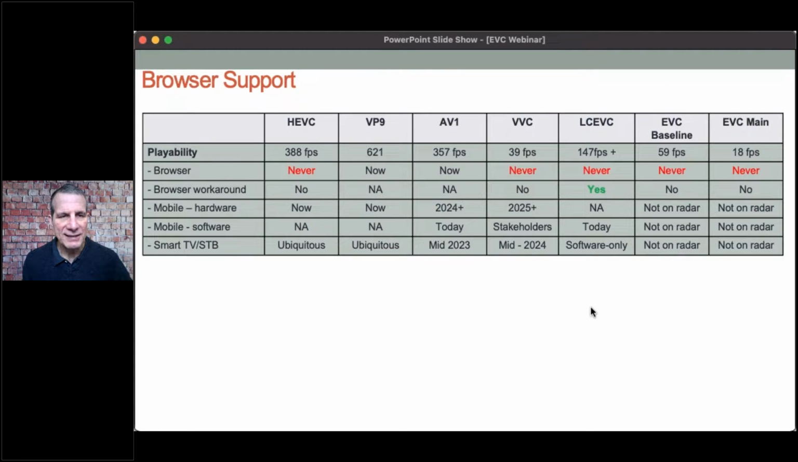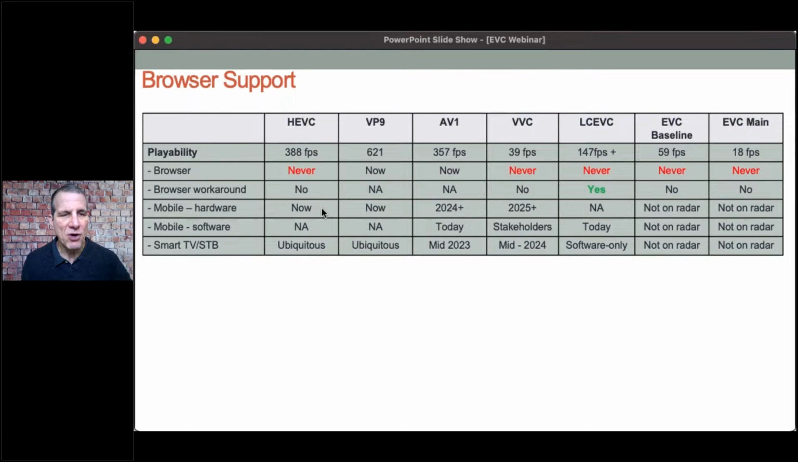So this kind of summarizes my thoughts on when these codecs will be usable, the software only versus hardware. Up here, browser, I don't see any of the MPEG codecs succeeding in the browser. Browser workaround, we talked about that. I think LCEVC has produced a good ecosystem workaround. We'll see if anybody takes them up on that.